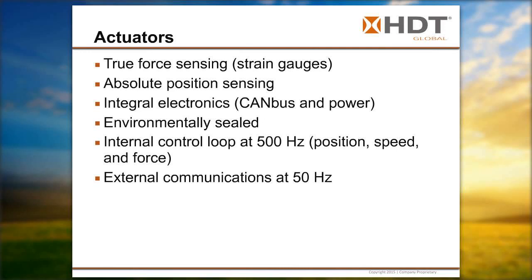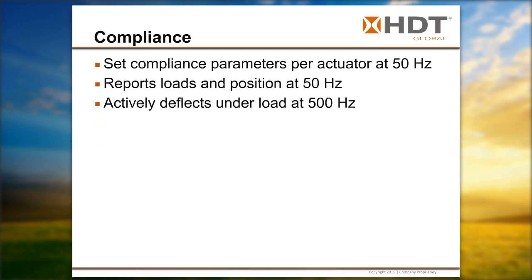And external communications happen at 50 hertz. So what this means is you can run compliance, and you can set the compliance parameters like stiffness, and you can set these parameters at up to 50 hertz and let the arm take care of it. It'll report back to you what loads every single joint is experiencing and what its position is at that 50 hertz. But it will actively deflect, so the arm, if it bumps into something, will actively deflect away using this internal control loop running at 500 hertz.